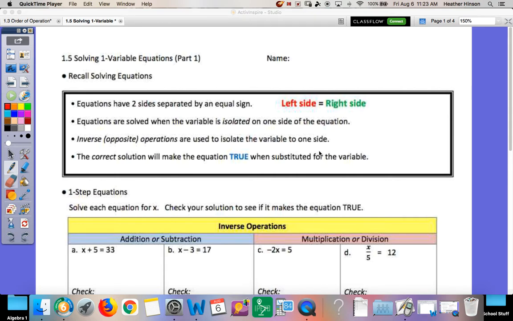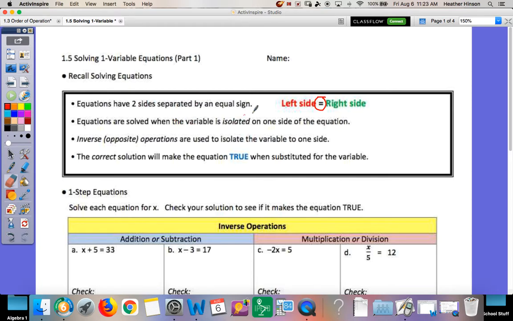Okay, we're going to look at lesson 1.5 today. We're going to solve one variable equations with one or two steps. Recall when you're solving equations that they're going to have two different sides and they're going to be separated by an equal sign. If there's not an equal sign, it's not an equation. So you have to have an equal sign to be able to solve it.